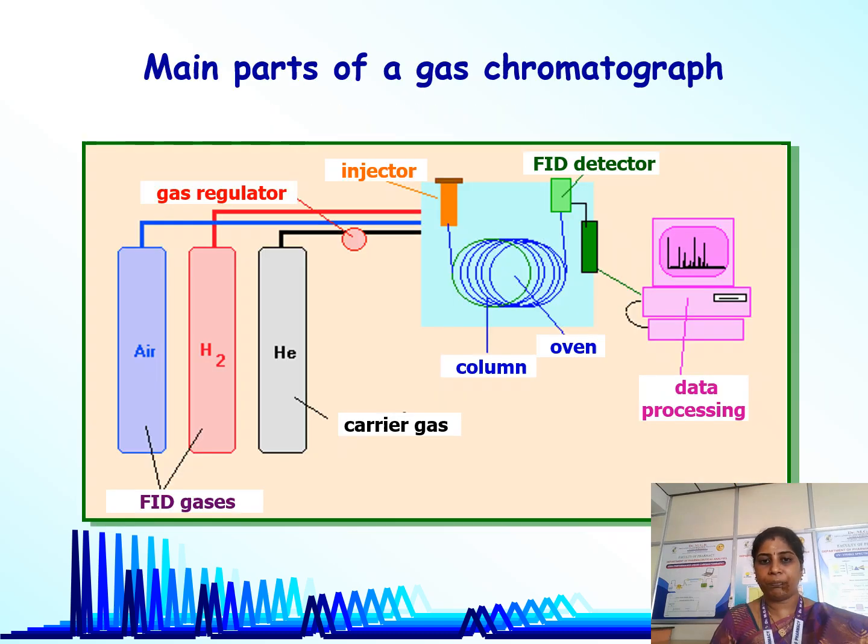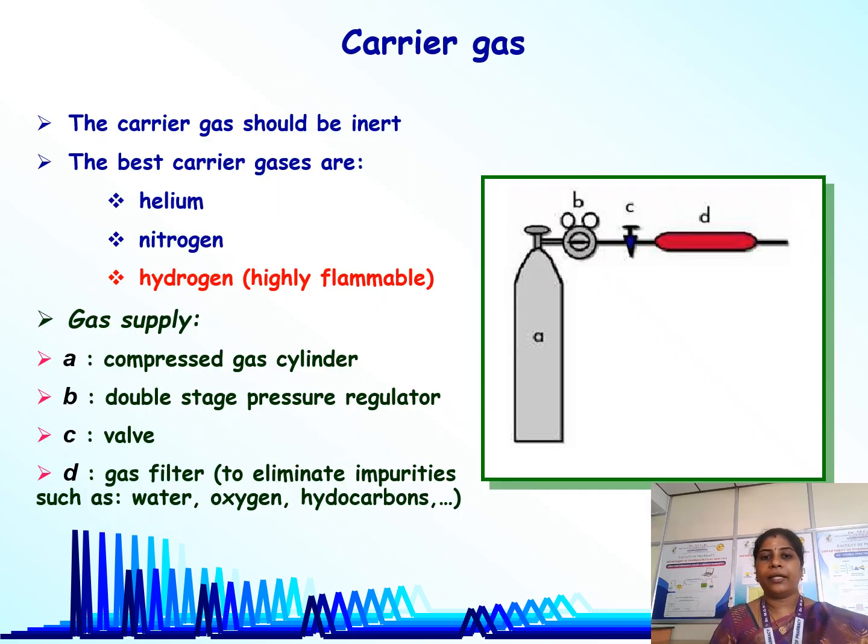Gas chromatography equipment. The main parts of the gas chromatograph are a gaseous carrier gas, which may be hydrogen, helium, or nitrogen, injector, column, oven to maintain the temperature, FID, which is nothing but a flame ionization detector, and the data processing unit. The carrier gas should be inert. The best carrier gases used for the study are helium and nitrogen. Hydrogen is highly flammable, so it is not recommended for the study.